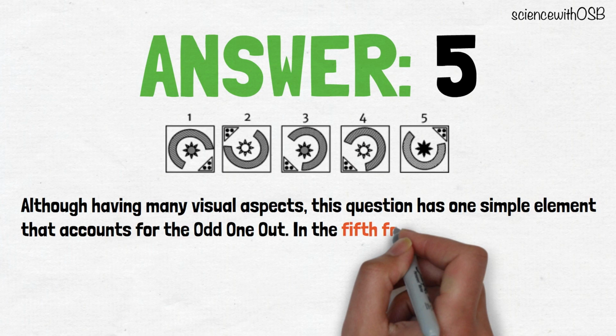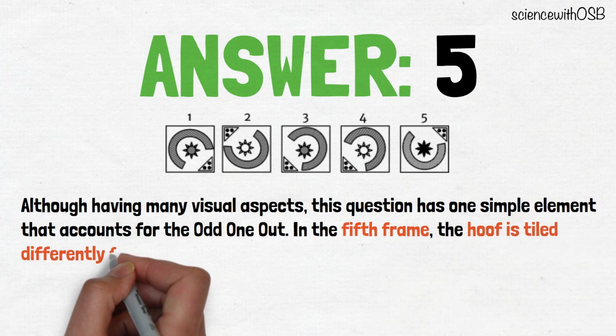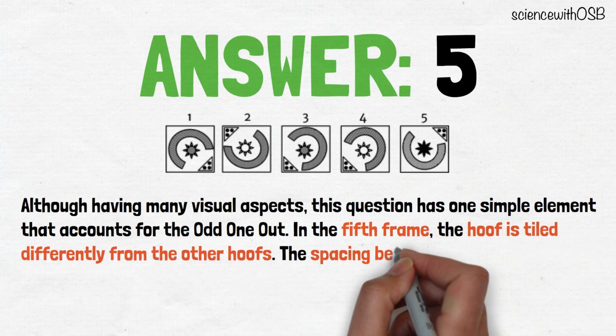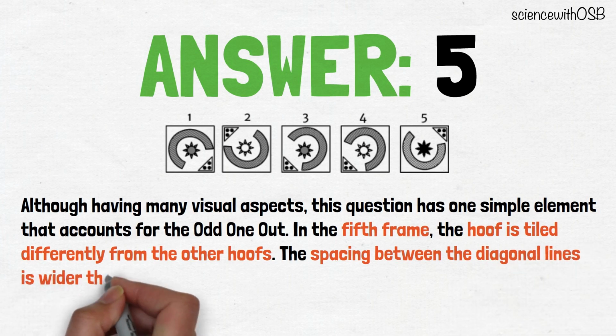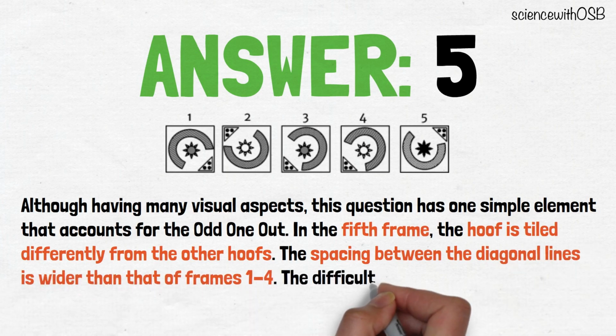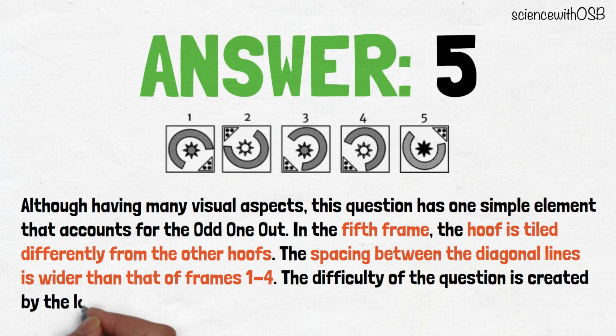In the 5th frame, the hoof is tiled differently from other hoofs. The spacing between the diagonal lines is wider than that of the frames 1 to 4. The difficulty of the question is created by the large number of distractors.